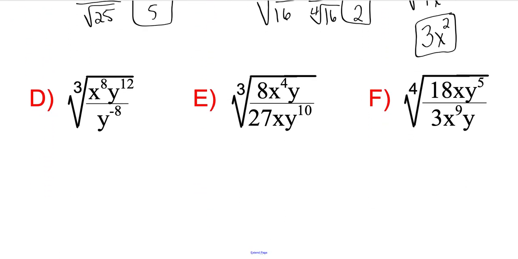Okay, couple more down here, a few more. So same idea here. If you wanted to pause these, try them, and come back for the answer, that's fine. Otherwise, we'll keep rolling here.